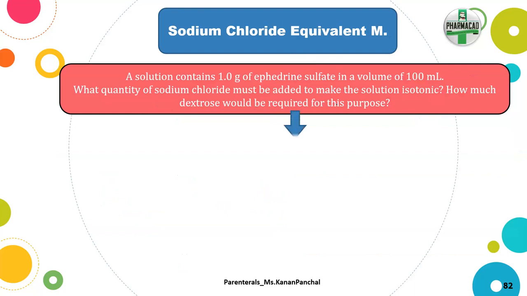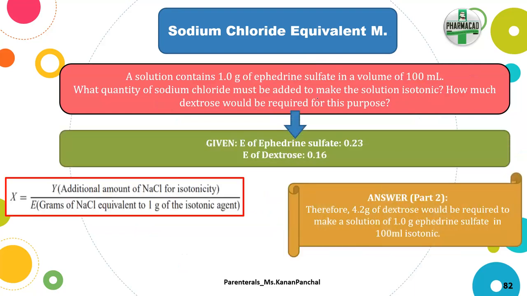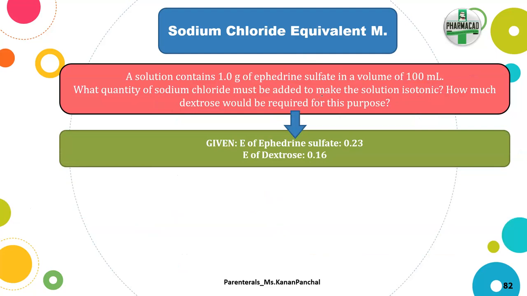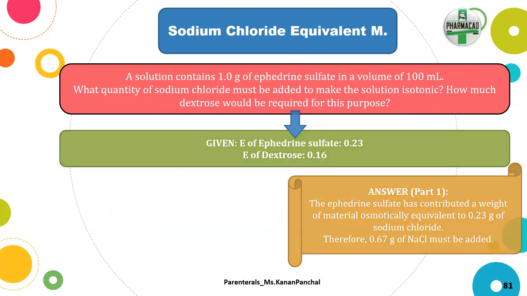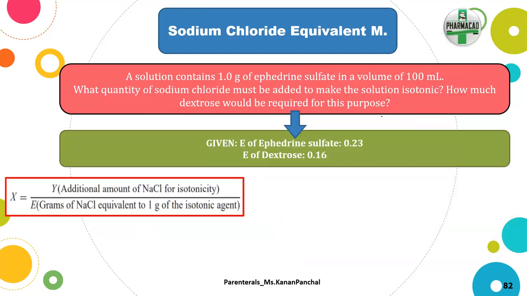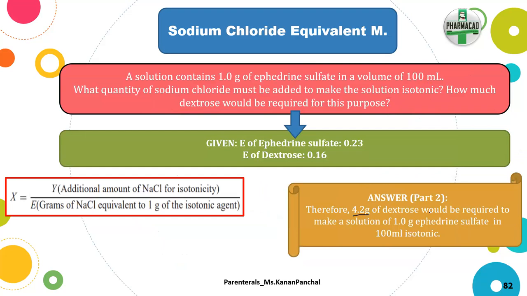Okay, yeah, so this is the first part. We calculated 0.67. Yeah, 4.18, which is nothing but 4.2. So what is the first part of your answer? The first part is that the ephedrine sulfate has contributed a weight of material, 0.23 gram, to make it isotonic. So the remaining NaCl we need is 0.67 gram. That was asked here. Fine. Now for the second part, when we use this formula, what we got is that 4.2 gram of dextrose would be required to make 1 gram of ephedrine sulfate in 100 ml isotonic.